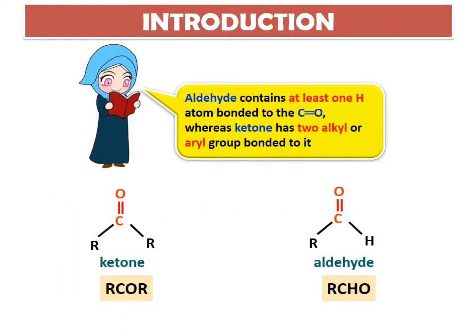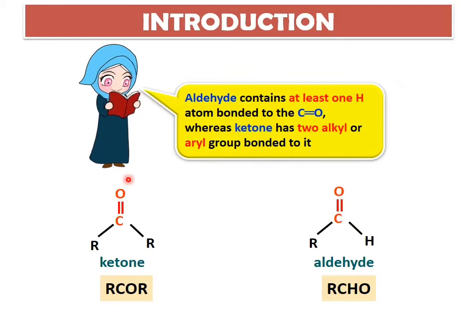Alright guys, as we know that aldehyde and ketone are in the same functional group, which is carbonyl group. Alright, so look at the formula of aldehyde and ketone. Ketone consists of C double bond O and aldehyde also consists of C double bond O. But what is the difference? Aldehyde contains at least one hydrogen atom bonded to C double bond O.